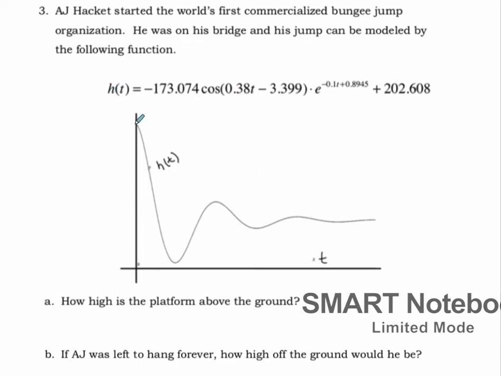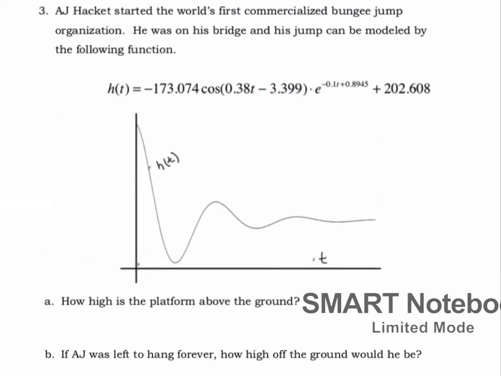Okay, in this next example, we have a function that models the height of a bungee jumper from a bridge. So the height obviously decreases till it gets to a minimum, then increases because the bungee jumper is kind of bouncing up and down, and then comes to a stop eventually. How high is the platform above the ground?